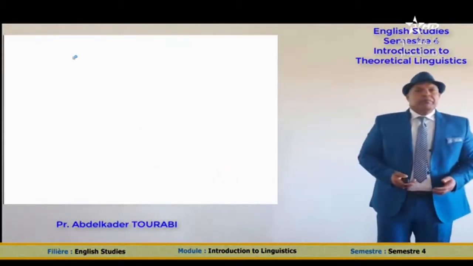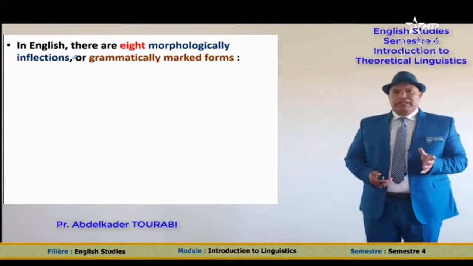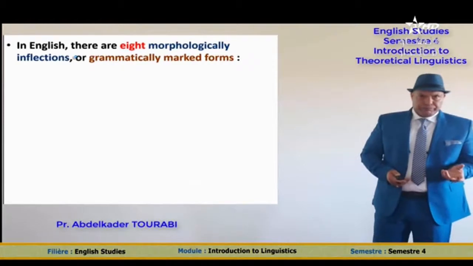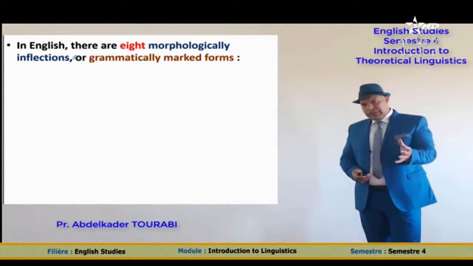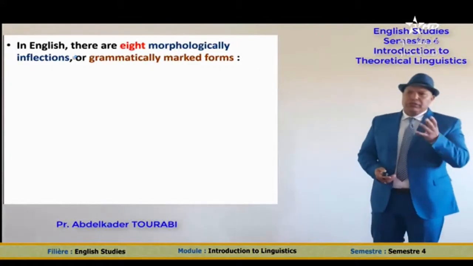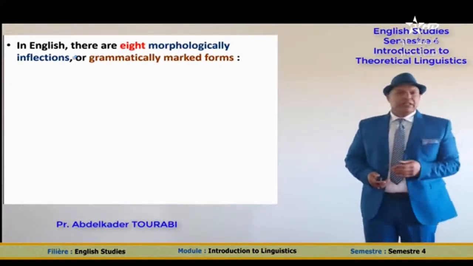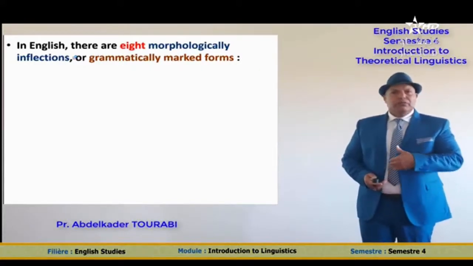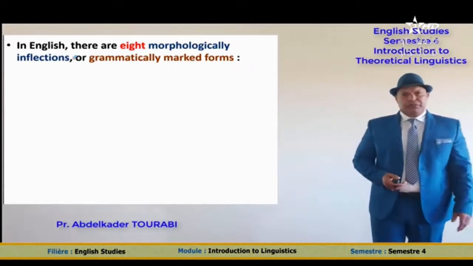In English, there are 8 morphological inflections or grammatically marked forms. We're dealing with English because, as I told you, we are dealing with the Department of English Studies. That's why basically all or most of the examples we give are in the English language.